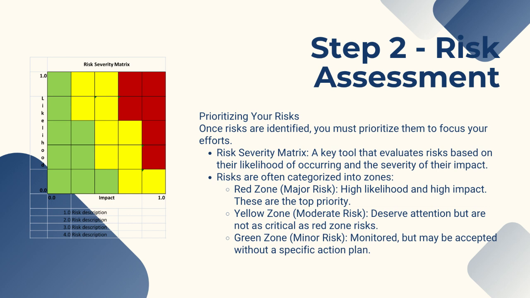The red zone highlights major risks, those with high likelihood and high impact. These are your top priorities. The yellow zone represents moderate risks that require attention, and the green zone contains minor risks that we might monitor but may decide to accept without a major action plan.